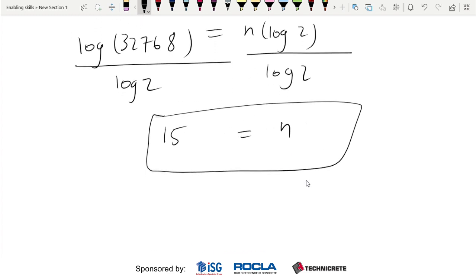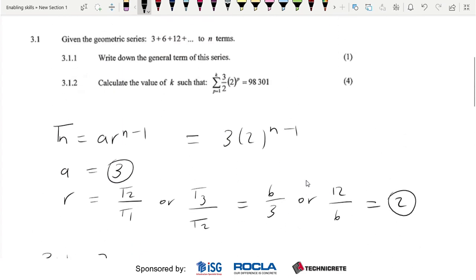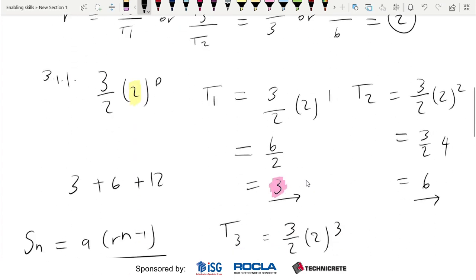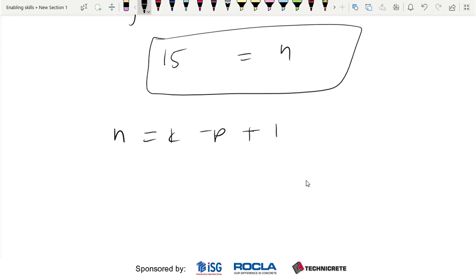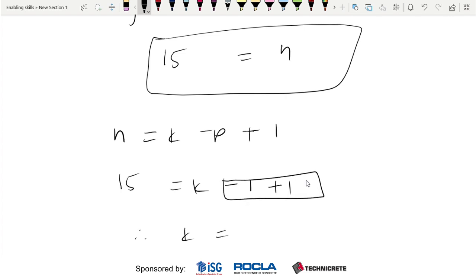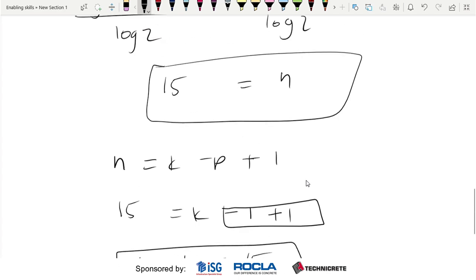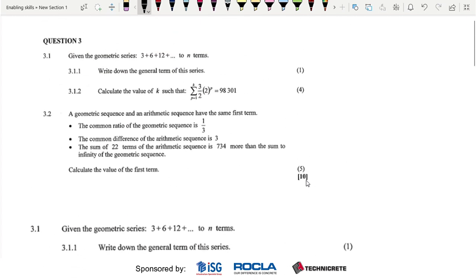Now we know from the sum of an arithmetic series that the value of n is equal to k minus p plus 1. Our value for p from our formula up here starts at 1. We know that n is 15, k is what we're looking for, minus 1 plus 1. 1 and 1 will cancel each other out, therefore k is equal to 15. And that's our solution for 3.1.2. Now, let's take a look at question 3.2.